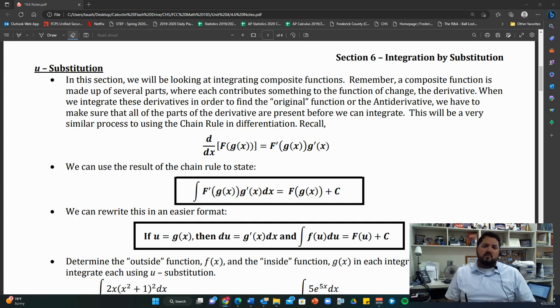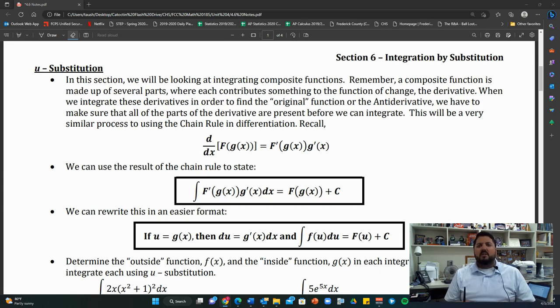So when we integrate these derivatives, in order to find the original function that we started with, or the antiderivative, we have to make sure that all of the parts of the derivative are actually present before we can actually integrate. So it's a very similar process to the chain rule. The only real difference is when we did it with the derivative, we didn't have to make sure everything was present because we were starting with the original function. So we kind of created all of the parts. But when we integrate, we have to make sure that we have all the right constants or coefficients in the problem before we're allowed to go back.